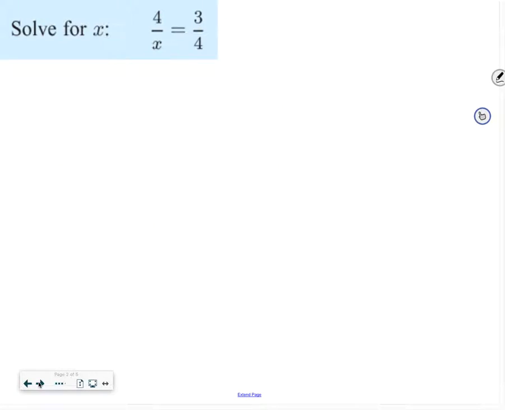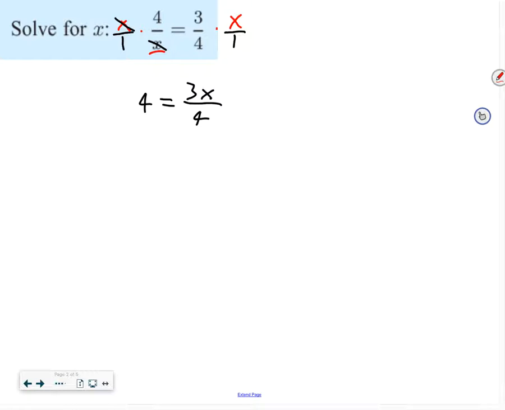All right, let's look at our second example here. So again, my strategy here is to undo this division by x. So I'm going to multiply this side by x, multiply this side by x. So as I do this, I always think of this over 1, right? So these are going to cancel out. That's the whole purpose of me doing that. And so I'm left with just 4 on the left side. And on the right side, I have 3x over 4.